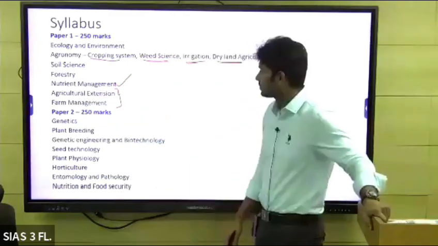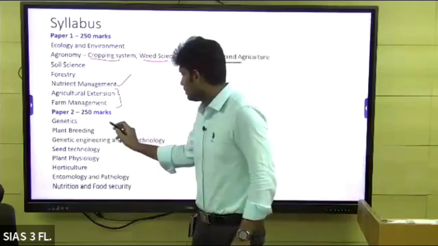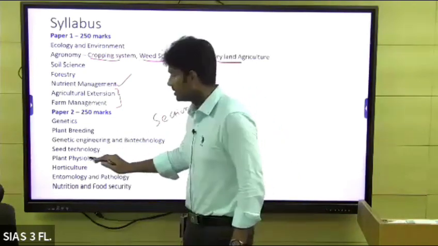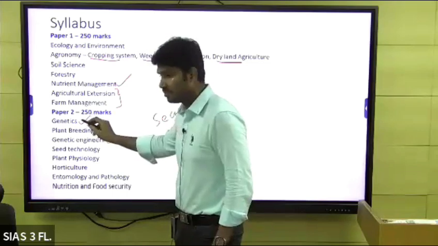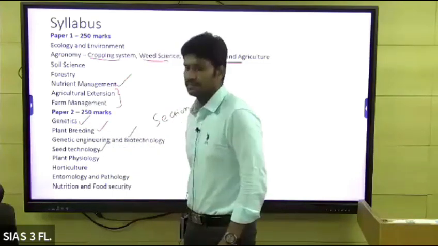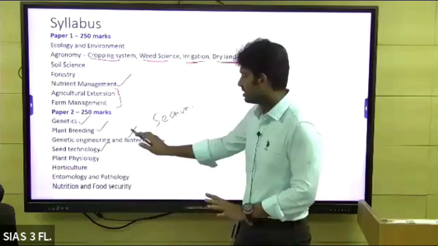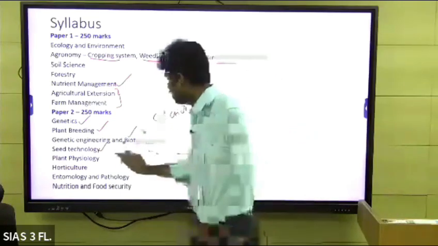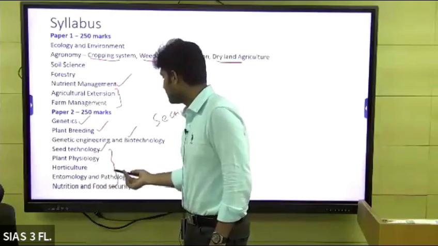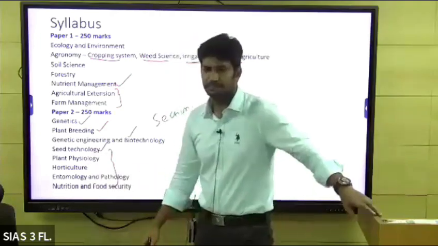Then paper 2, again section A is full of technical subjects: genetics and cell biology, plant breeding, biotechnology and seed technology. These are the major areas in section B. And the remaining part of section A and section B: plant physiology, horticulture, entomology and pathology, and food security.